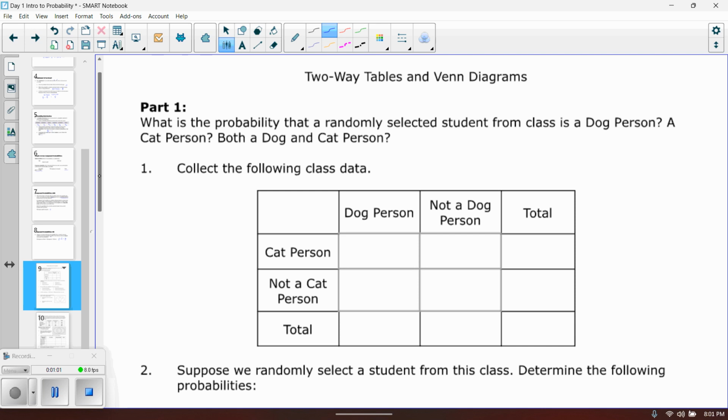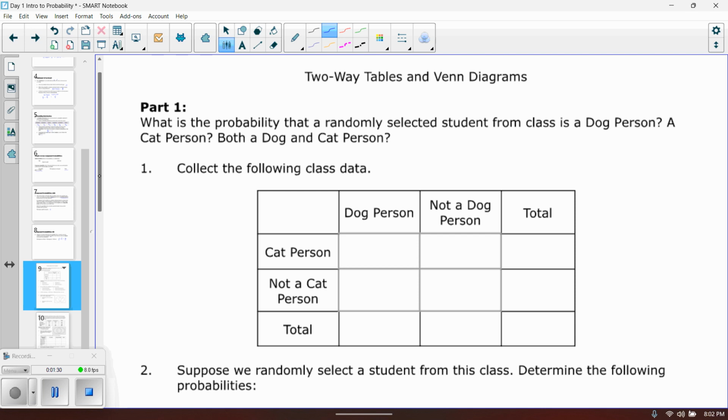Well, there's obviously a possibility that people own both. Or there's the possibility that people own neither. Or there's a possibility that they only own one or the other. So there's a possibility here that people could be involved in more than just one category. And so that's what we're going to talk about in this one. So the first one is asking us, what is the probability that a randomly selected student from the class is a dog person, a cat person, both a dog and a cat person?